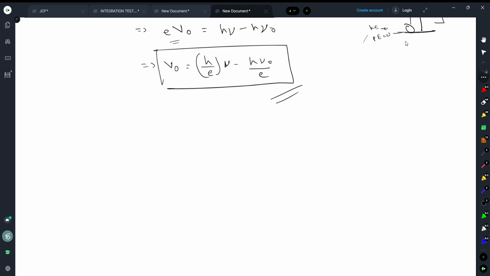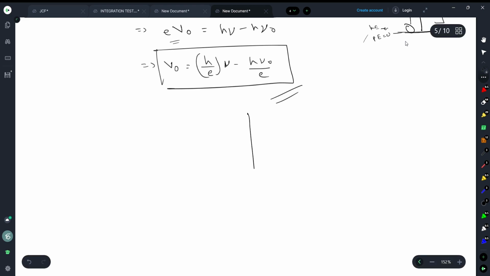This also helps us get the Planck's constant value. We can plot V naught versus nu, stopping potential versus frequency. The slope of the graph will be the ratio h upon e, and the charge of an electron we know, so we can obviously find the value of Planck's constant. The y-intercept will be this.